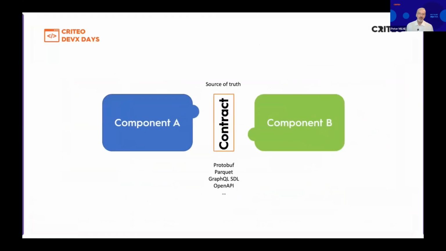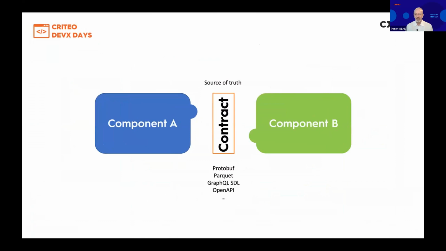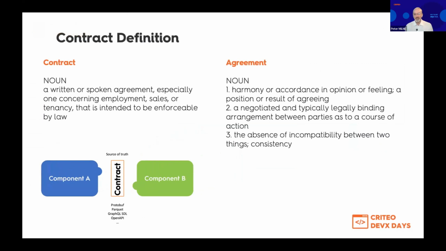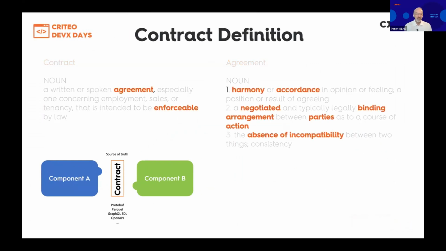Let's talk about software contracts. A whole bunch of words on the screen define what a contract is and what an agreement is. Let me filter this out for you. A contract is an agreement that's enforceable. An agreement is harmony or accordance, or a negotiated arrangement between two parties, with an absence of incompatibility.